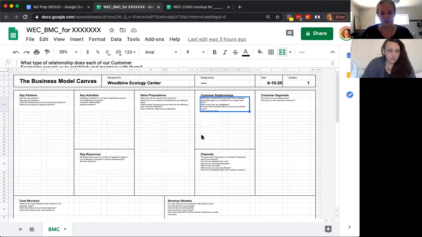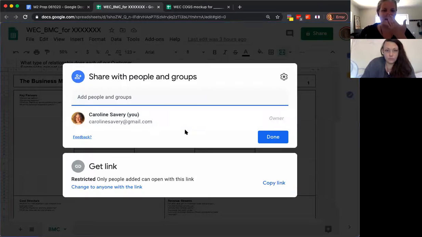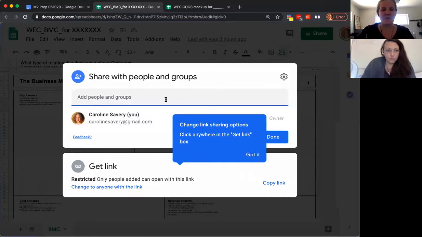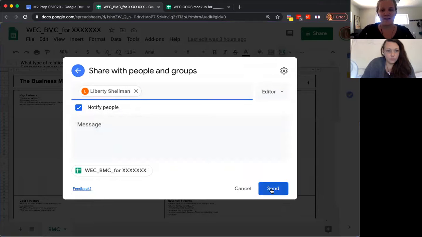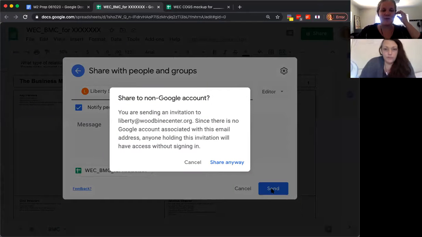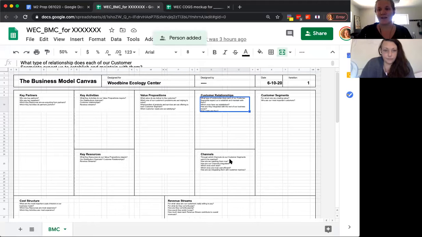I'll give you sharing privileges on this, or editing privileges, so you can actually start plugging in these things. My role here is to help you think these things through, but I'm not responsible for filling it out. This is really your tool to continue developing over time. So we can just say property leases and wedding rentals.